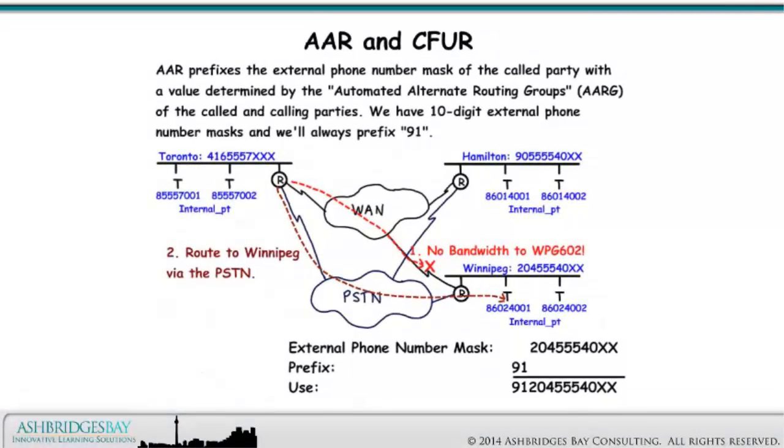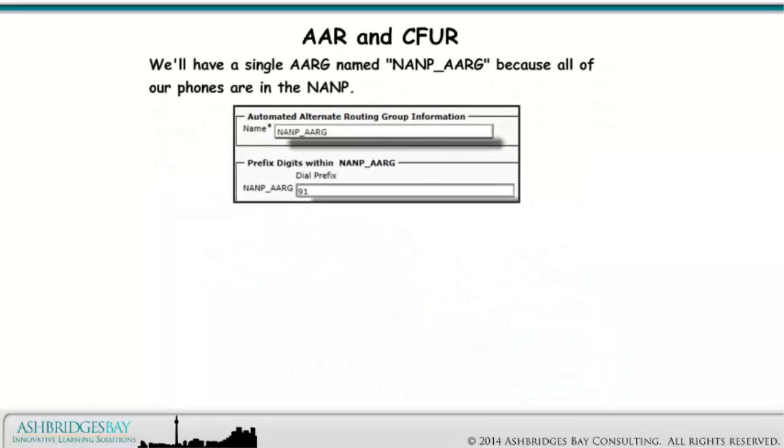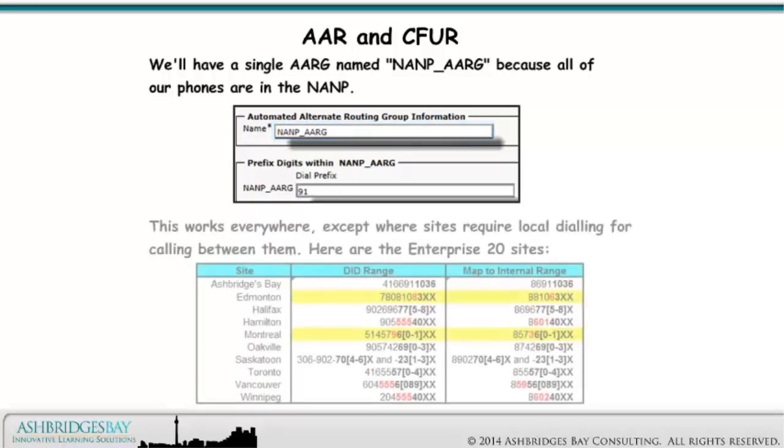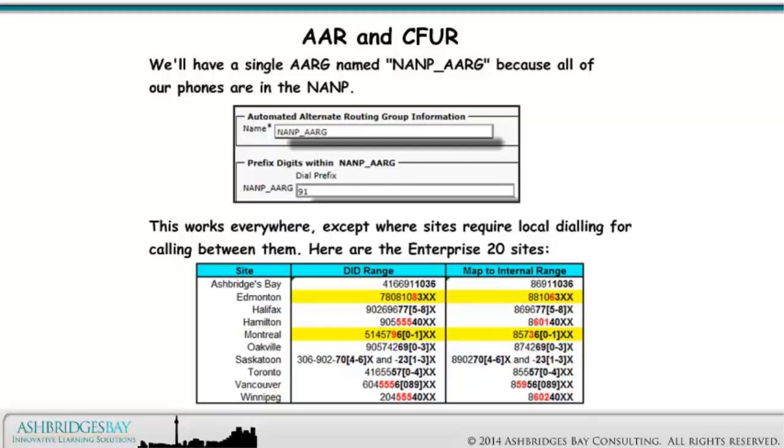AAR prefixes the external phone number mask of the called party with a value determined by the Automated Alternate Routing Groups, AARG, of the called and calling parties. We have 10-digit external phone number masks and will always prefix 91. We'll have a single AARG named NANP AARG because all of our phones are in the NANP. This works everywhere, except where sites require local calling for calling between them.